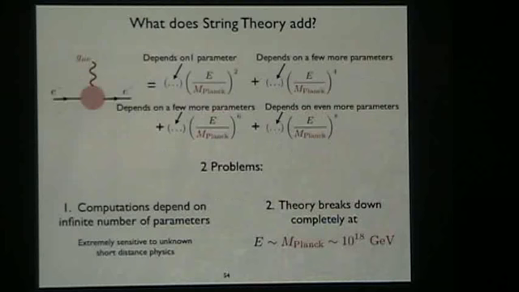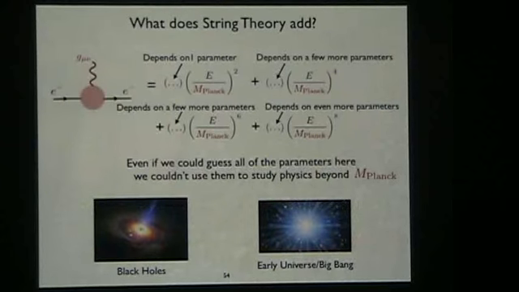And I'll remind you, there were two problems with this picture. One problem was it depended on an infinite number of parameters, so it was extremely sensitive to what the short distance physics was. And the second problem was that the whole framework just broke down at the Planck scale. If you try to do anything beyond the Planck scale, the whole framework just broke. I emphasize these as two separate problems, even though they're not totally unrelated, because even if we could guess all the parameters that describe the short distance physics, we still couldn't use them to study physics beyond the Planck scale, because the whole framework breaks down. So even if we knew all these infinitely many parameters, we couldn't say anything about black holes or the universe, the Big Bang or anything like that.